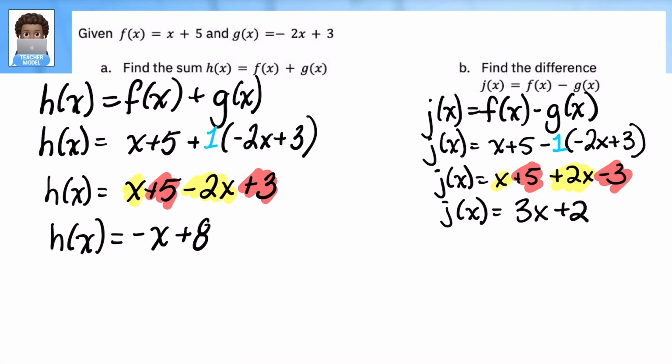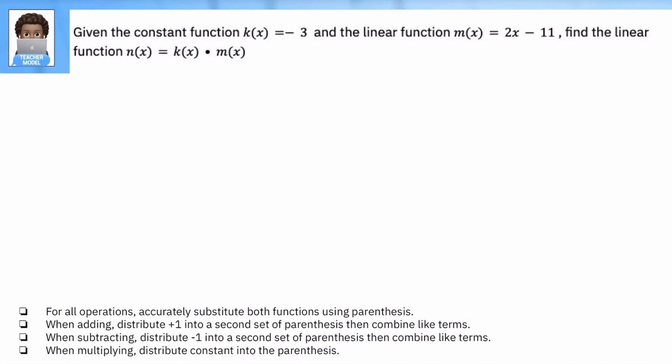If you're still really unsure, this is where you ask for that feedback. If you can't follow along and find out where the mistake was, or go back and look at my example on subtracting. We have one more together, and this one is with multiplying.